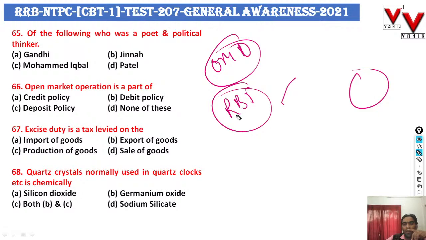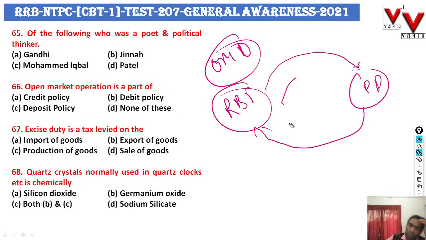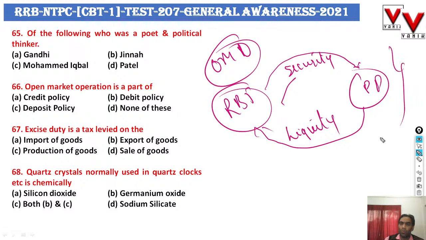Let's suppose this is the RBI and these are commercial banks, the general public, or primary dealers. Whenever funds are transferred, it happens through collateral. So under open market operation, the RBI sells and purchases government securities to the primary dealers in the open market. If the security is transferred from the RBI to the general public, then the liquidity is transferred from the primary dealers to the RBI. That is done when there is inflation in the economy.